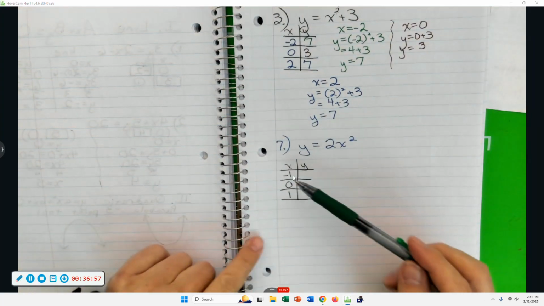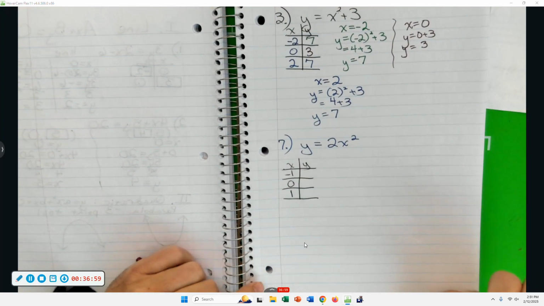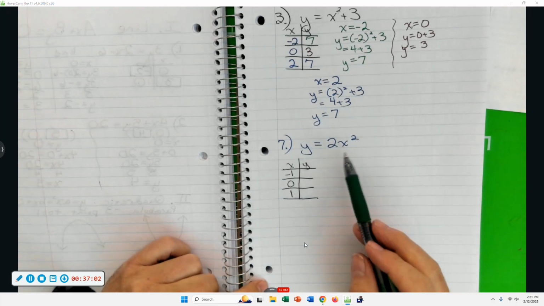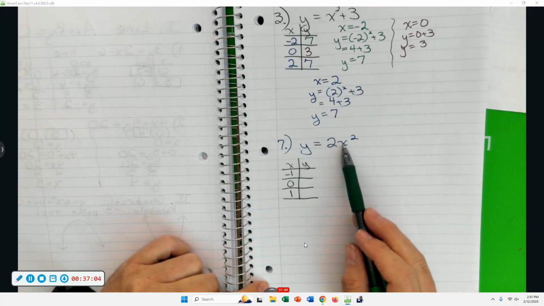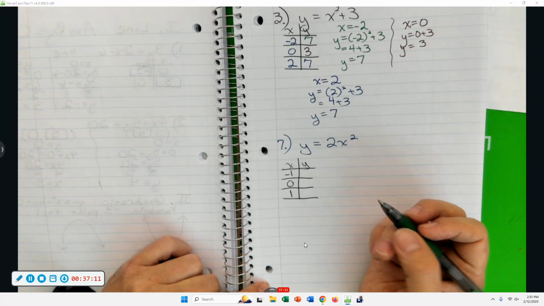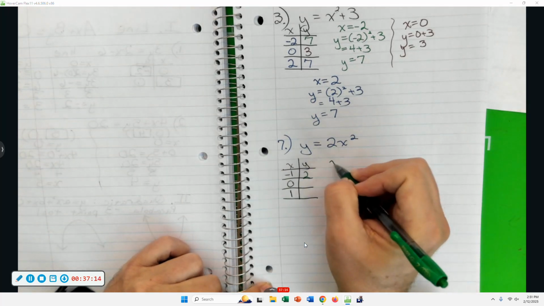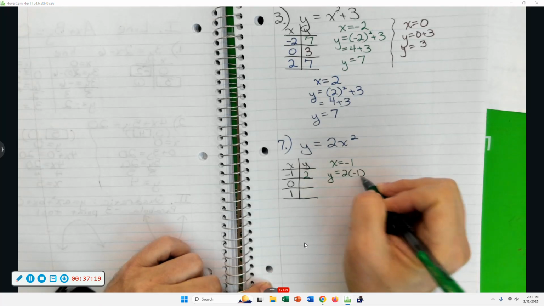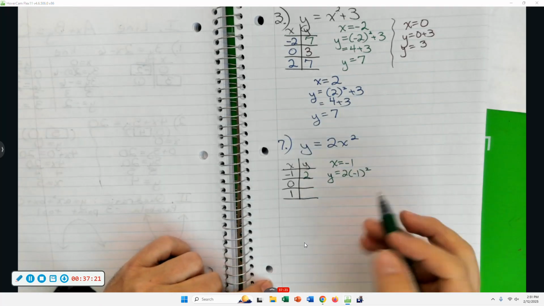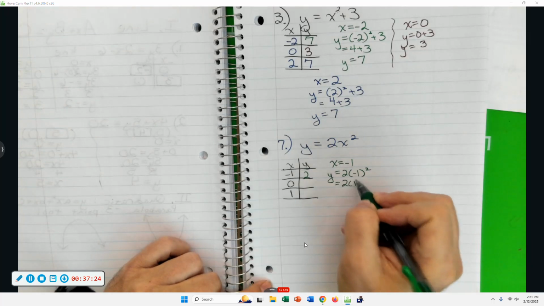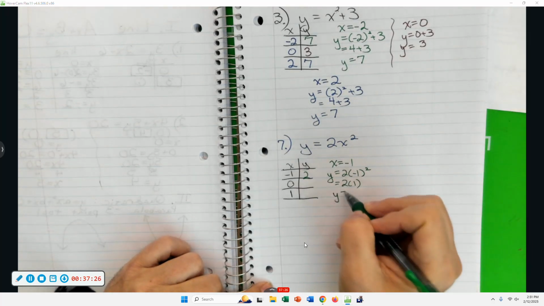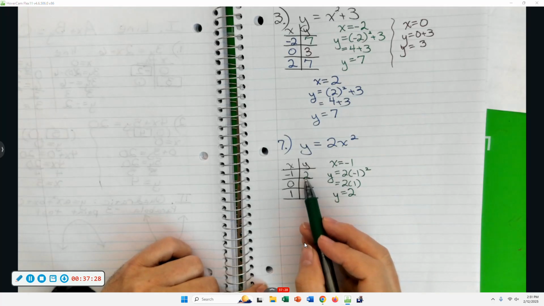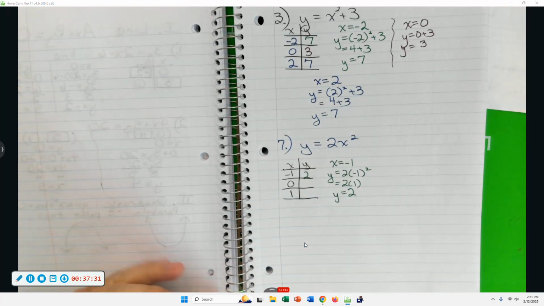Plugging in -1 for x. I bet y'all can do that without even showing any work. -1 times -1 is +1. Times 2 gives me, okay, I better write that out. Y'all seem sort of reluctant there, so we plug in the -1 for x. -1 squared is a +1. 2 times 1 gives me a y value of 2 for my first ordered pair.